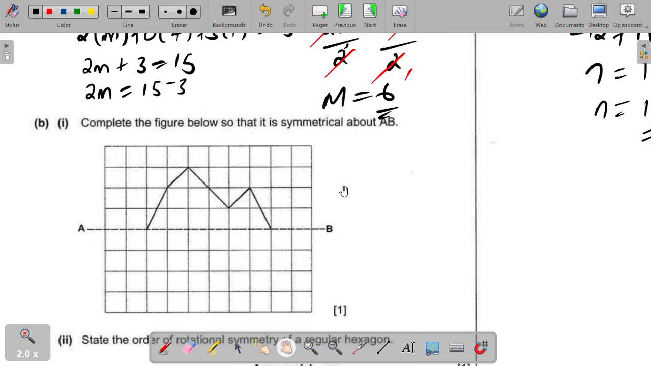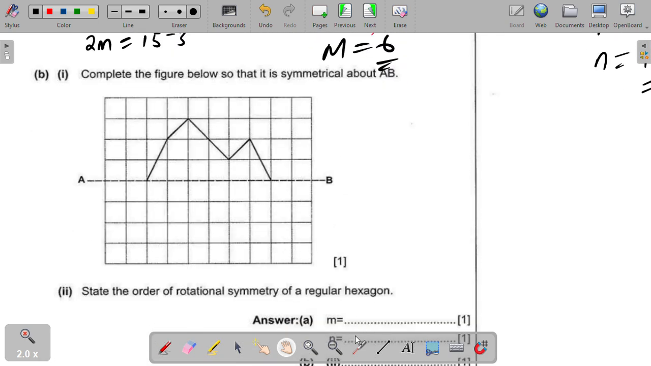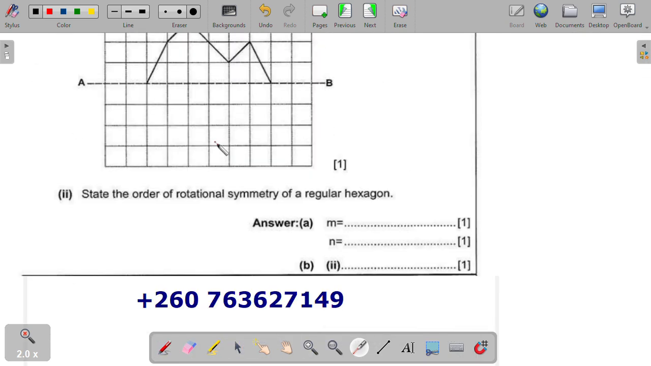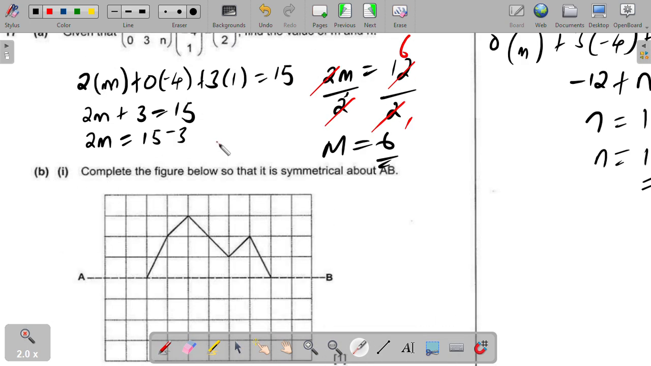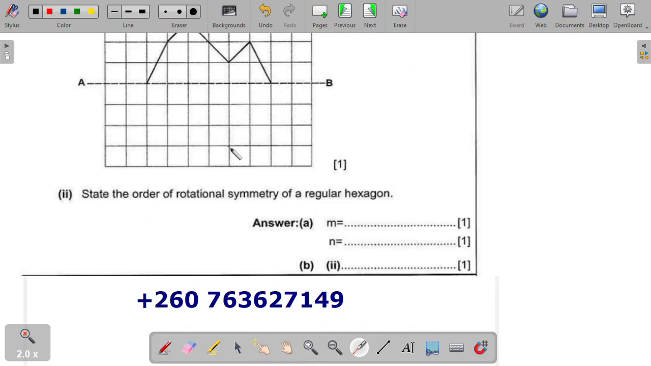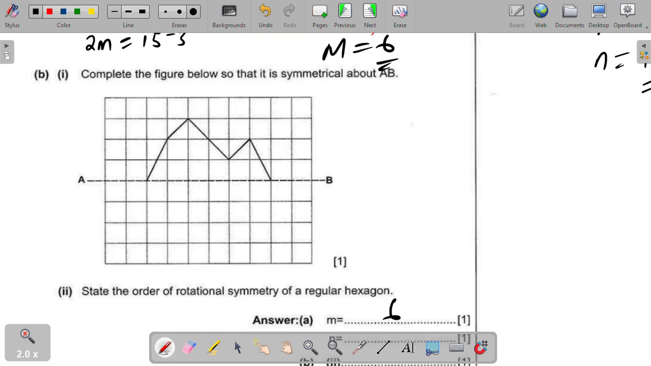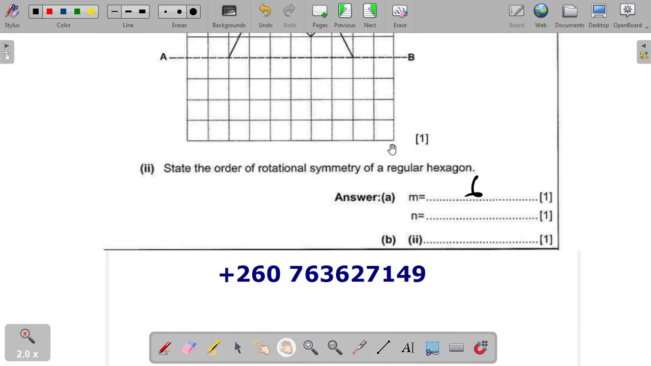Okay, so question B, complete the figure below so that it's symmetrical about AB. Let me just write the answers here. Our m is 6, and our n is 14.